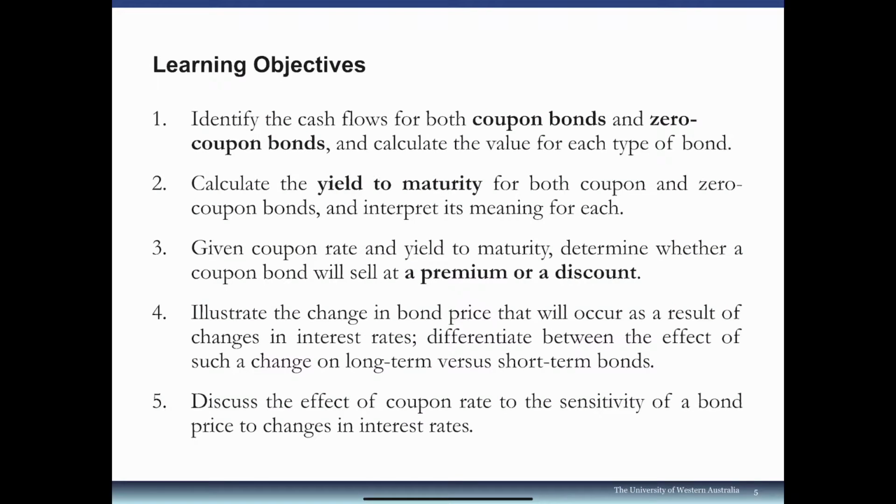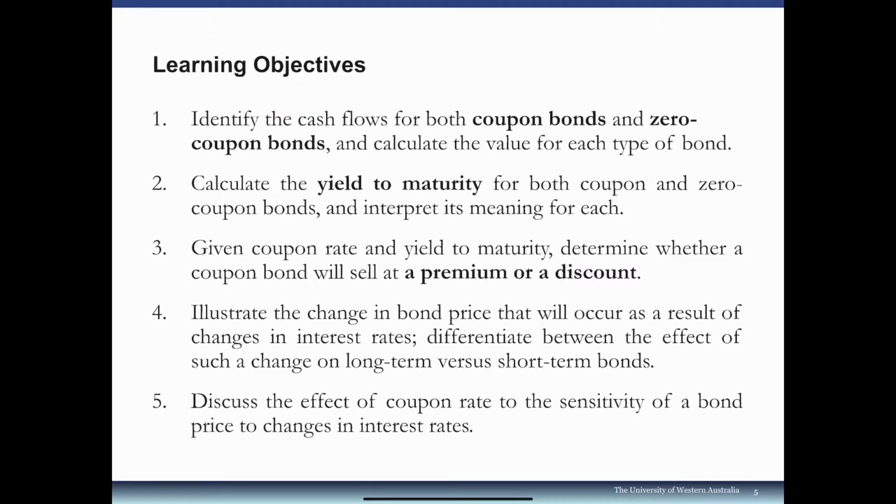There are 7 learning objectives in this week's lecture. First of all, we want to identify the cash flows for both coupon bonds and zero coupon bonds and calculate the value for each type of bond. And then we need to calculate the yield to maturity for both coupon and zero coupon bonds and interpret its meaning for each. And given coupon rate and yield to maturity, determine whether a bond will be sold at a premium or discount or on par. And the fourth point here is to illustrate a change in bond price that will occur as a result of changes in the interest rate.